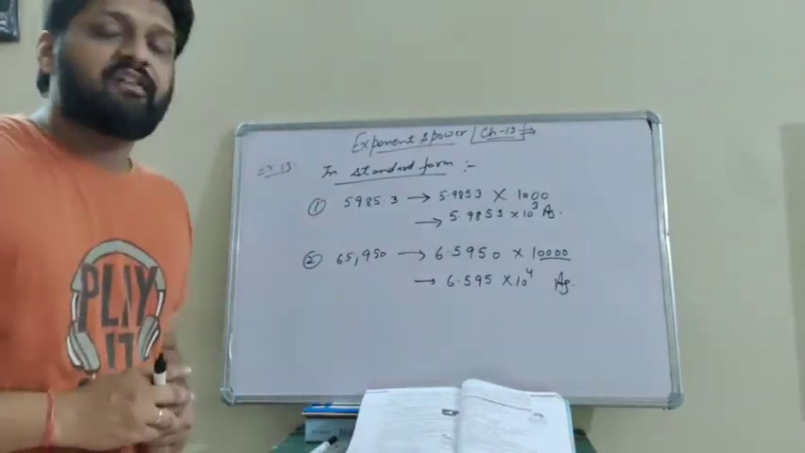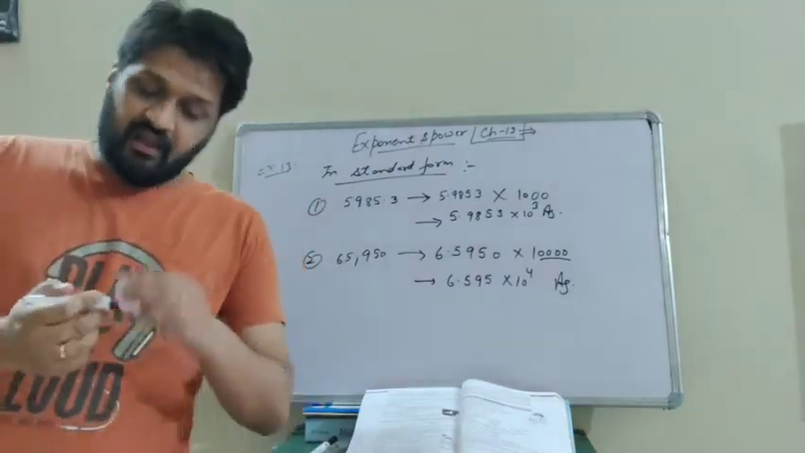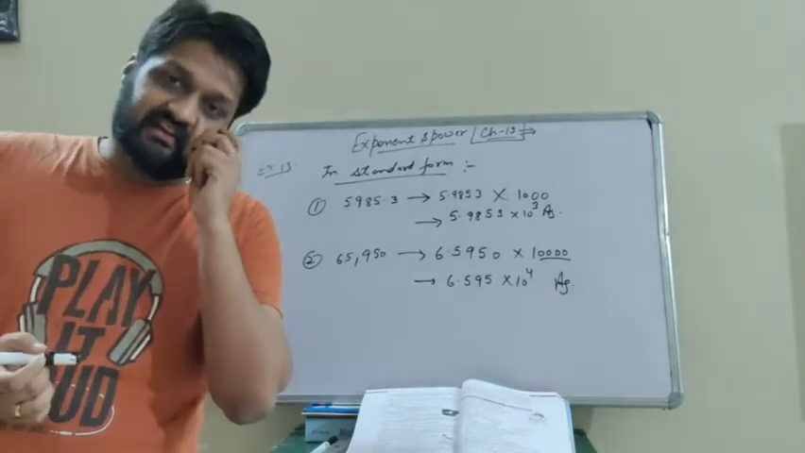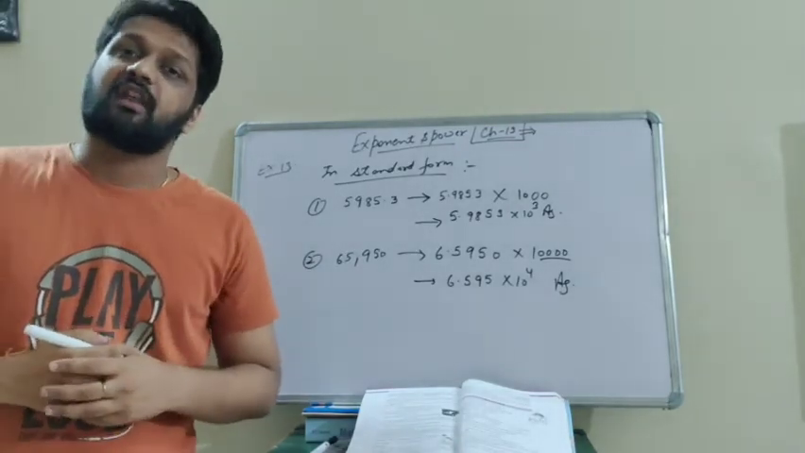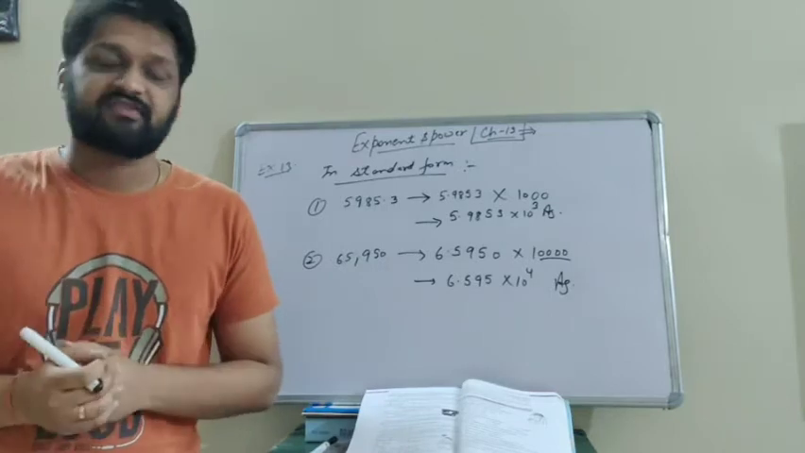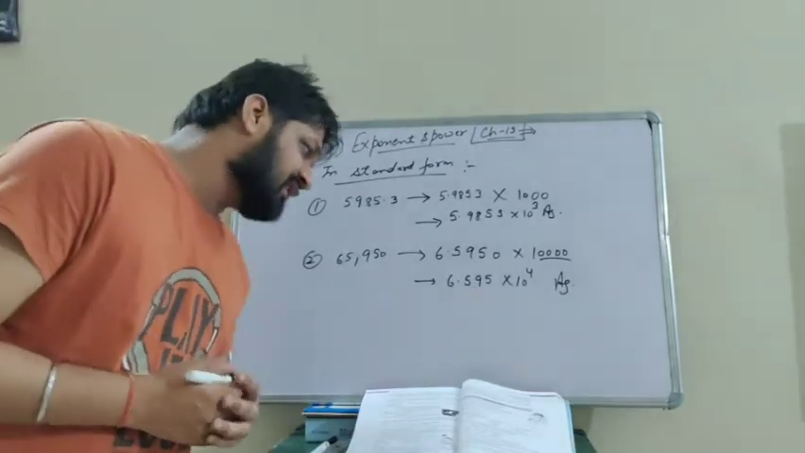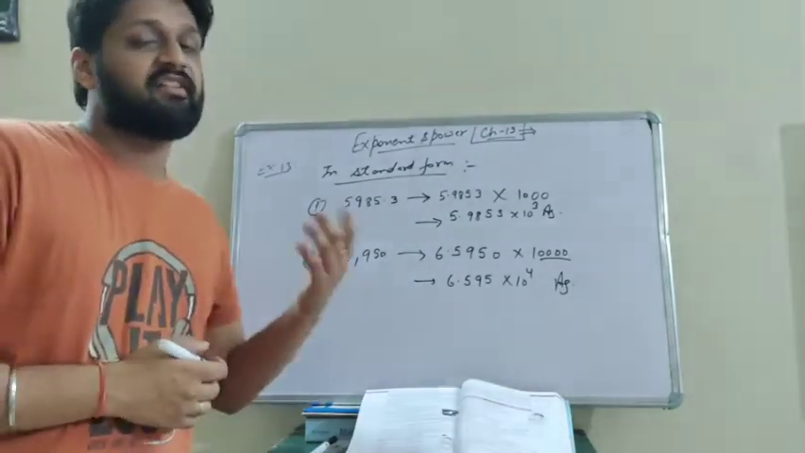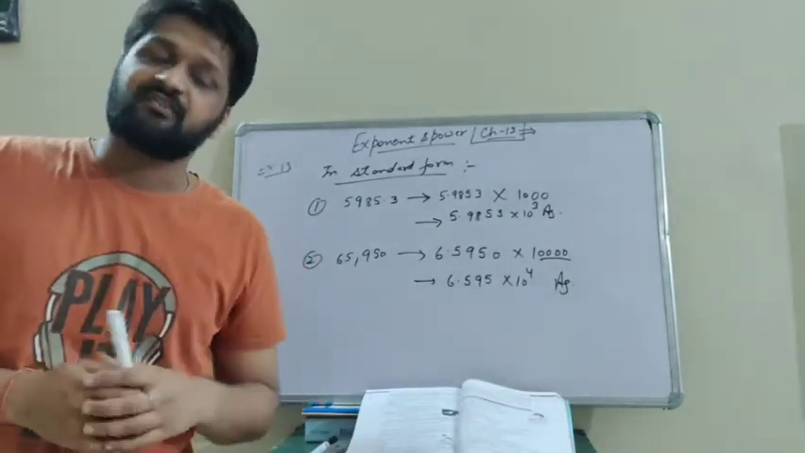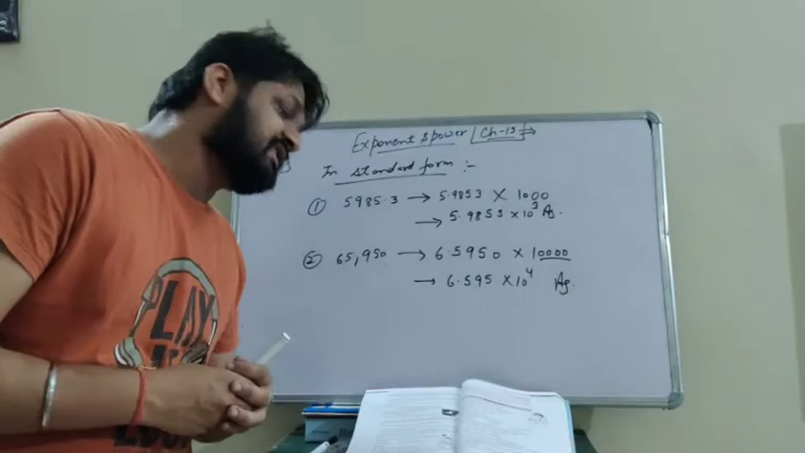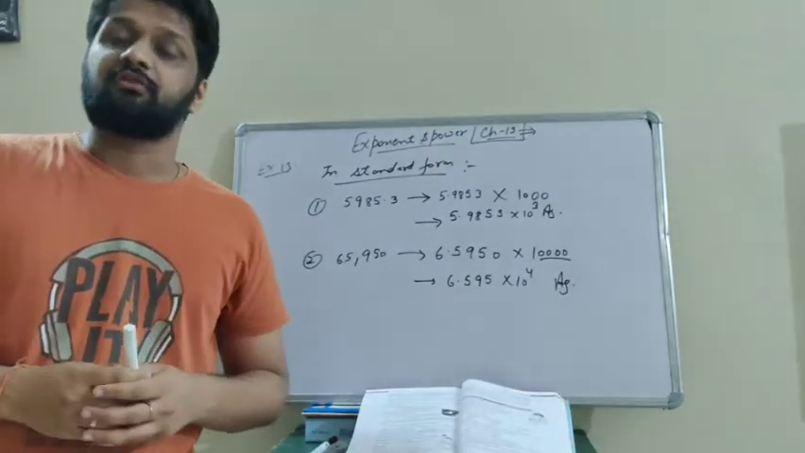So in this video today we have discussed the decimal number system, and the second concept is how to express larger numbers in standard form. Exercise 13.3 is similar to this. You have to write the numbers in expanded form, which we have already done, and then arrange the larger numbers into the standard form.